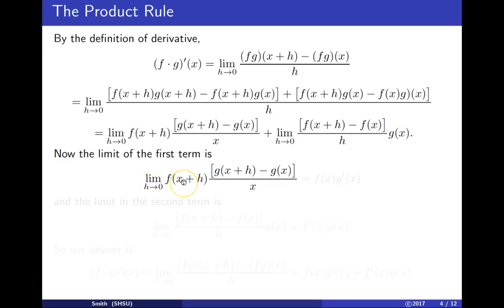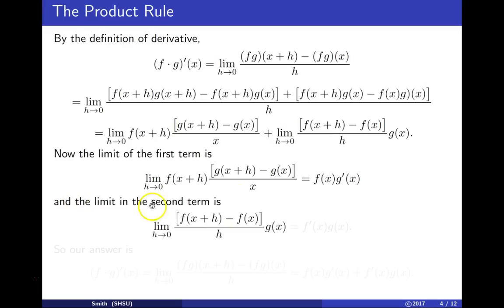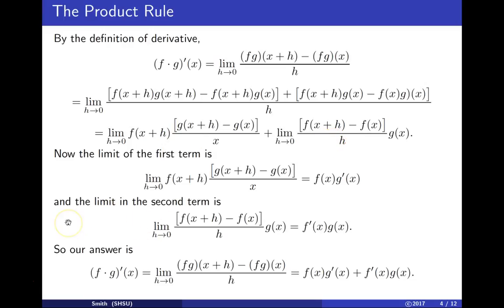As h goes to 0, I just get f of x. This expression is g prime. So I get f of x times g prime. And then in the second term, I have f prime times g. So because I was able to break this up into two pieces, in one case I get f of x times g prime. The other case I get f prime times g. So my answer is the derivative is f of x times g prime plus f prime of x times g of x.